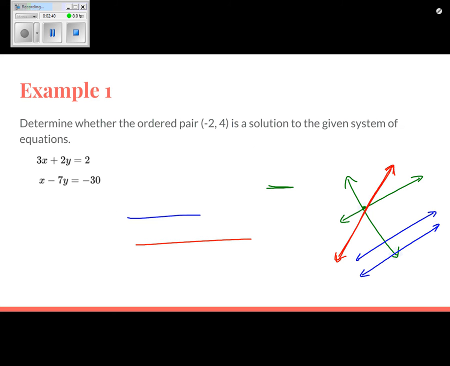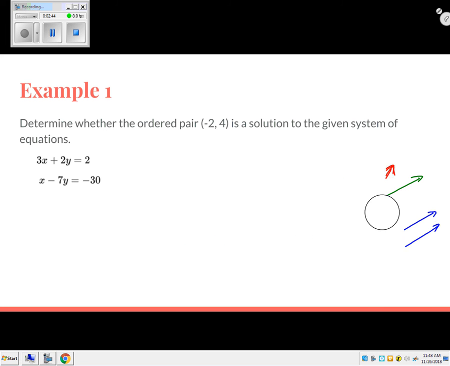I'm going to start you off pretty easy, just checking a solution. I'm telling you that this one is independent, it has one answer, or maybe it has one answer, I don't know. I'm wondering if (-2, 4) is where these two lines cross. Well, instead of graphing it, I can just use the idea that I have an x and a y together, and I can plug those into both of these equations.